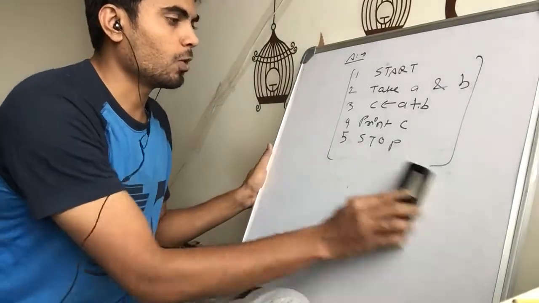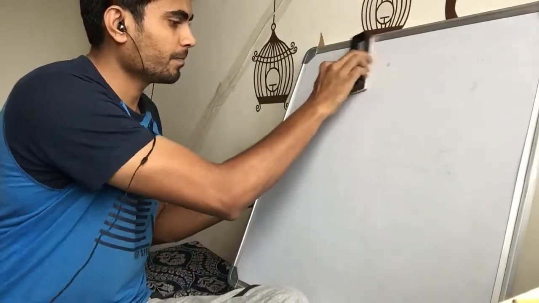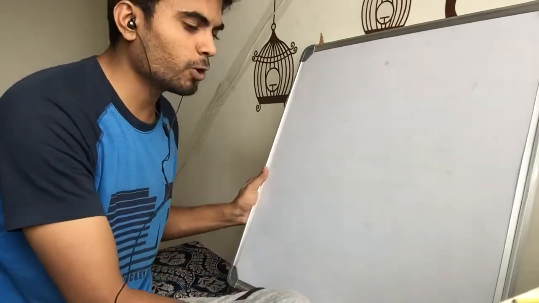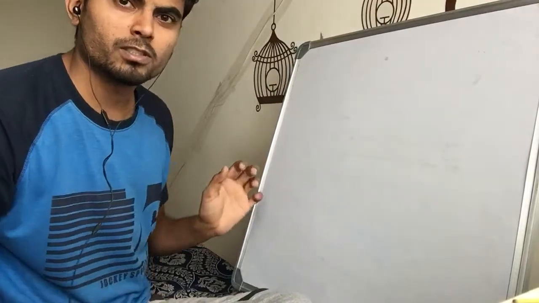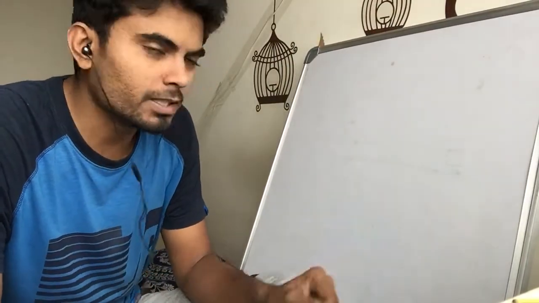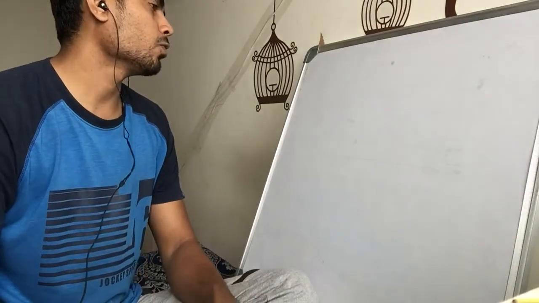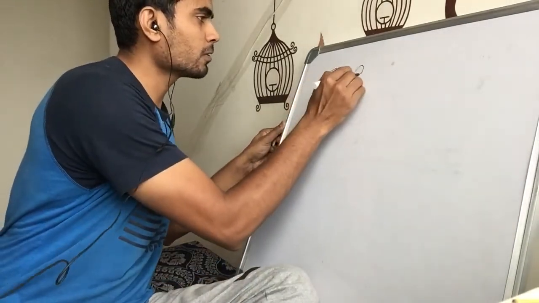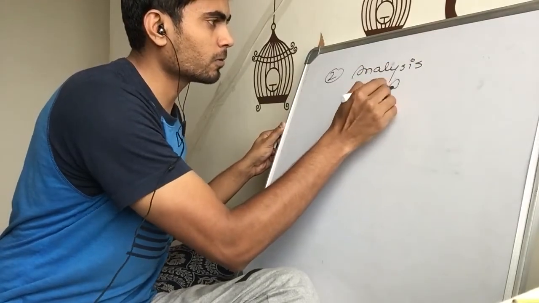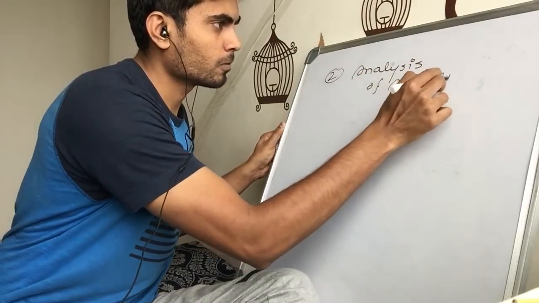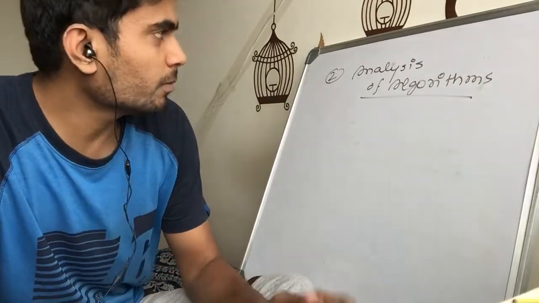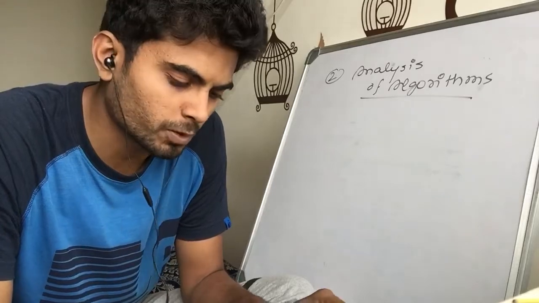Now we know what an algorithm looks like. You can use your own language to write your own algorithms. That's for the sake of humans only, right? Machines need some language like C, C++, and these are for humans. The other thing which you need to understand is analysis of algorithms. First of all, what is the meaning of analysis of algorithms?